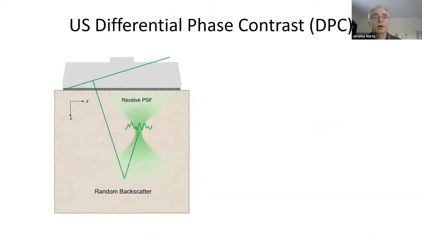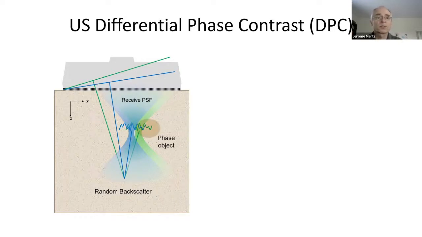We're going to insonify our point of interest, not with one incoherent speckle pattern, but rather with two speckle patterns obtained from two plane waves with different tilt angles. But those two patterns, because of the memory effect, are basically the same pattern, but sheared relative to one another. So this is the same configuration as DIC. And if we have a phase object which has an edge in between these two received point spread functions, we would see the edges of that phase object very nicely. And so we call this technique ultrasound differential phase contrast imaging.